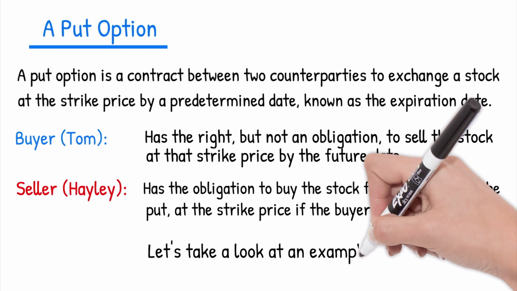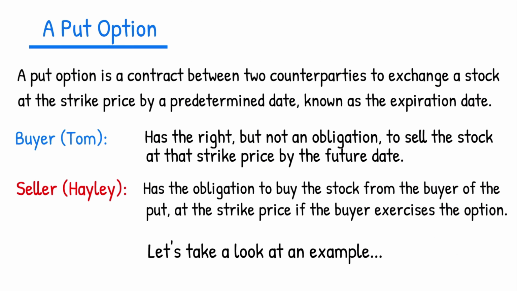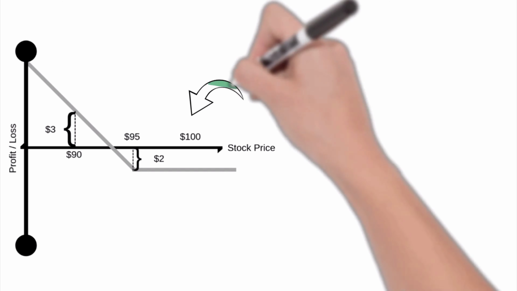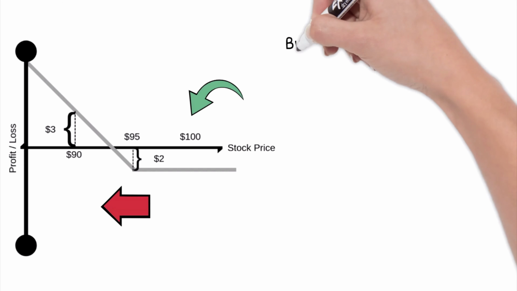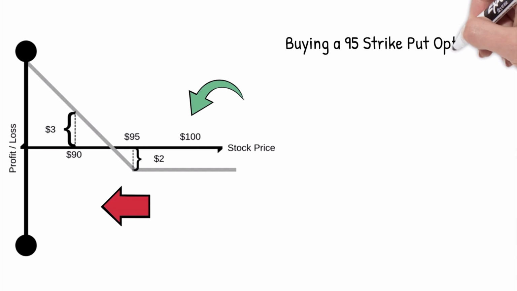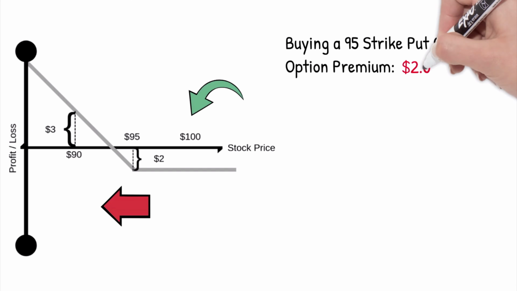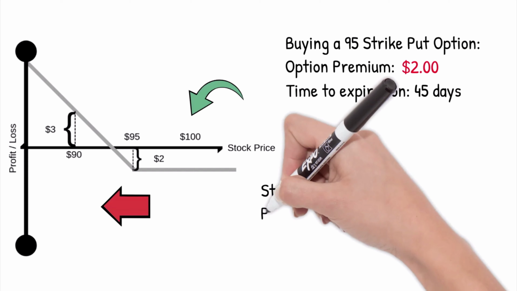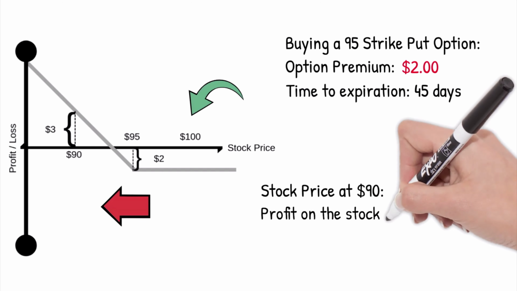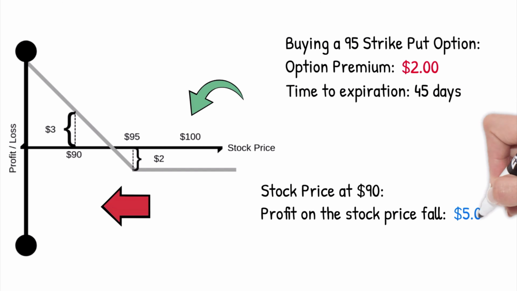Let's take a look at an example. If a stock is trading at $100 and you fear it might go down to $90, you might buy a 95 put option as insurance. The 95 put is currently priced at $2. If the stock falls to 90, that would allow you to sell the stock at 95, even though it's valued at 90, netting you a $3 profit on each share.